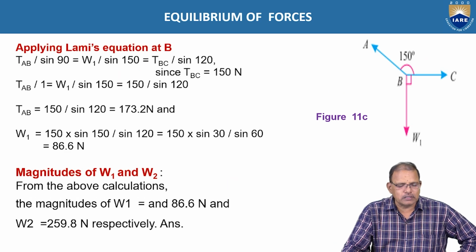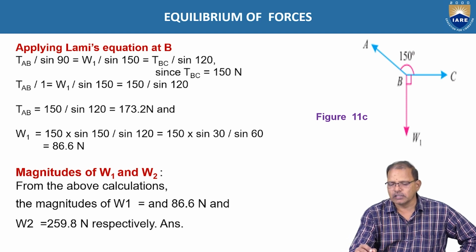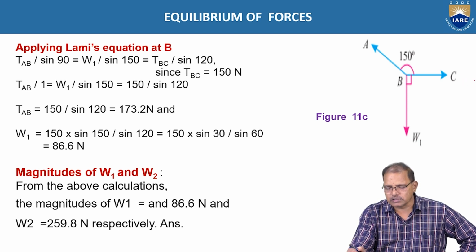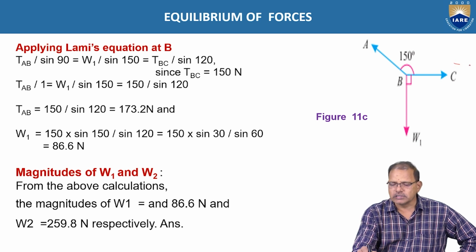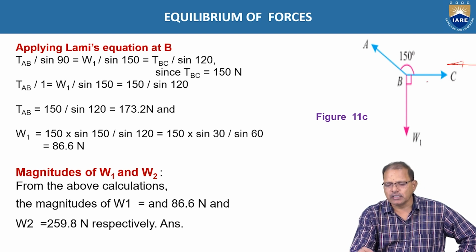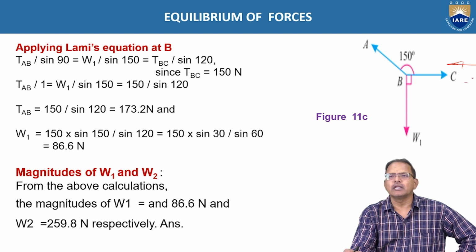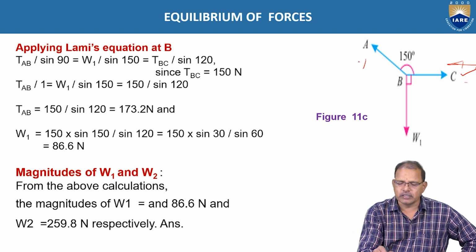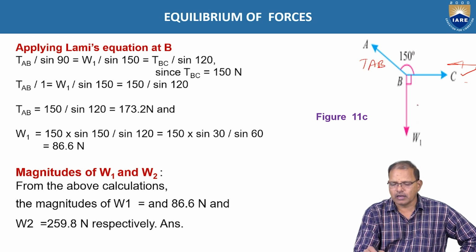Now applying Lami's equations at point B, one force is along the string BC as shown in the figure. Earlier we already determined it, but the tension always acts in the opposite direction at the point where it is considered. Earlier it was acting toward the left-hand side, here it is acting toward the right-hand side. Both are equal in magnitude, acting in opposite directions. Hence, this is treated as a known quantity now. We have to determine TAB and W1.